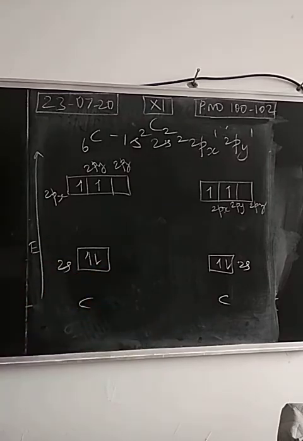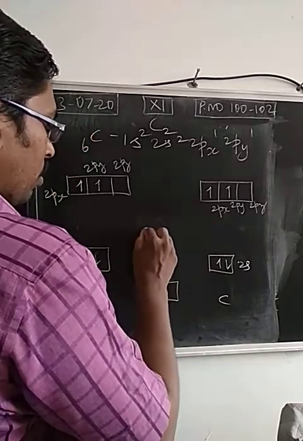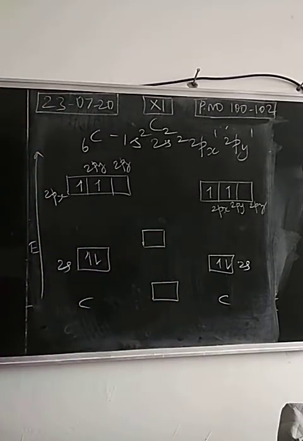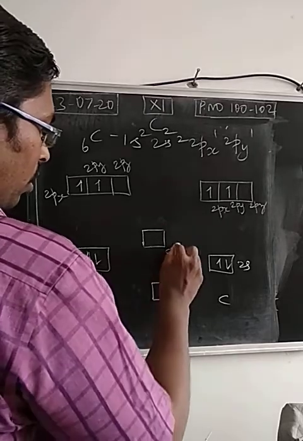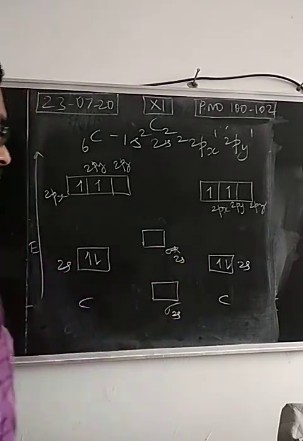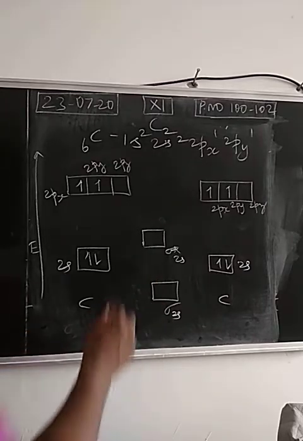Atomic orbitals are combining together to produce two molecular orbitals. One will be called the bonding molecular orbital, another will be called the anti-bonding molecular orbital. Due to the combination of 2s atomic orbitals of both the carbon atoms, we are getting bonding as well as anti-bonding. What is the symbol for bonding? Sigma. For anti-bonding, sigma star. So this is obtained due to the combination of 2s orbital. These two molecular orbitals are represented as sigma 2s and sigma star 2s.